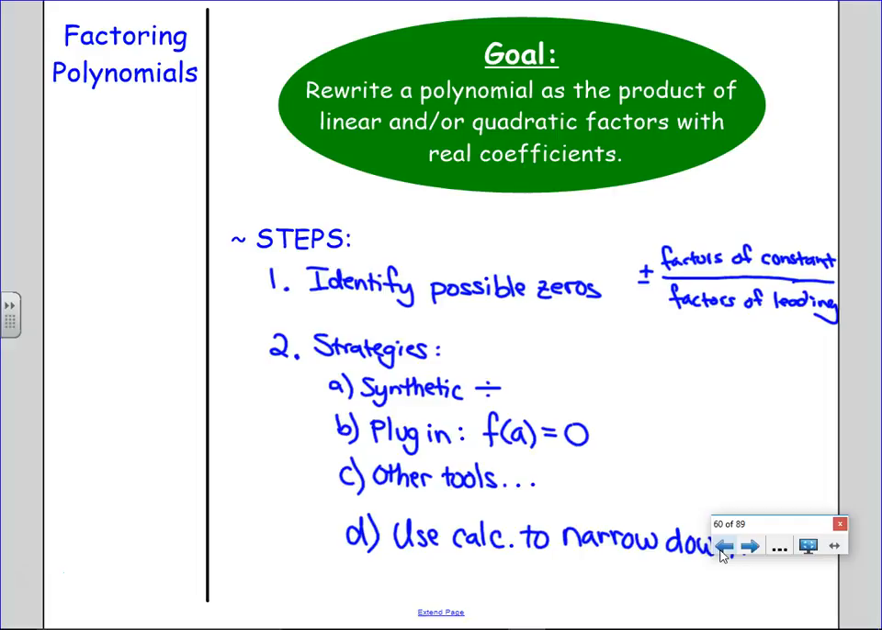Cool. Identify the possible rational zeros. Test them. How? Synthetic division, maybe. Plug in and see if it's 0. If it's fast, maybe. Other tools. Oh, maybe we'll learn a couple more tomorrow. Then use your calculator to narrow down the factors of variables. But we don't like cheating with that one, right?